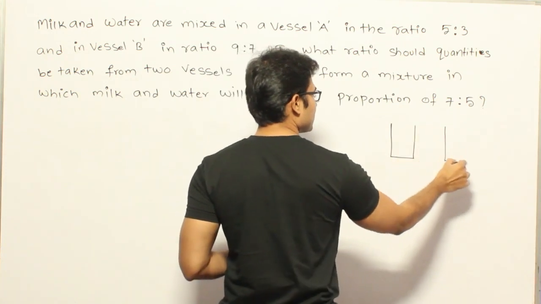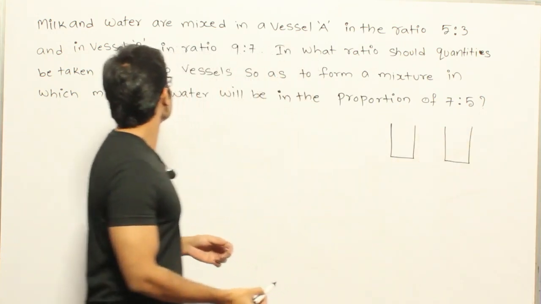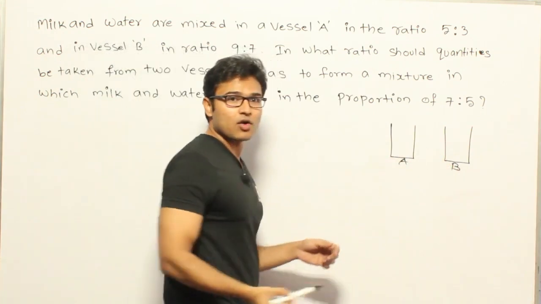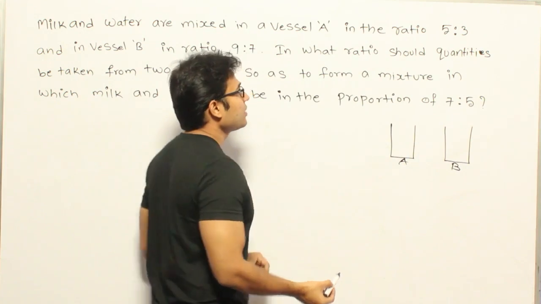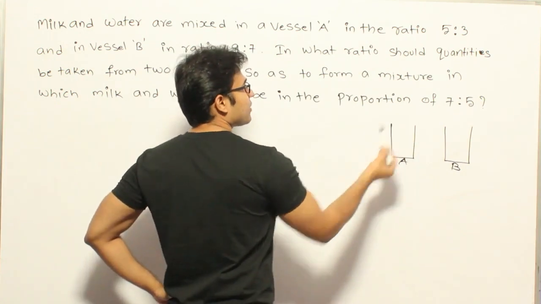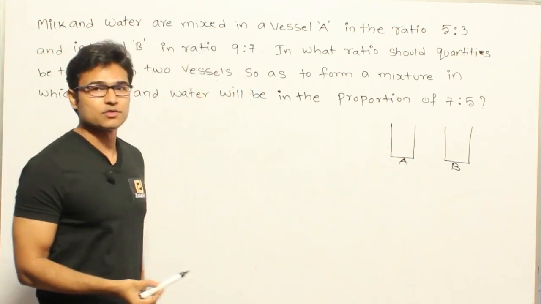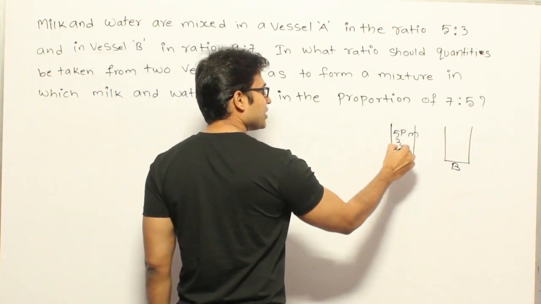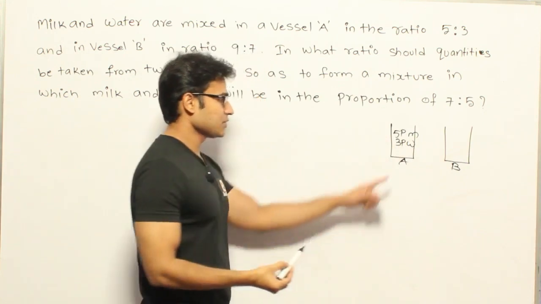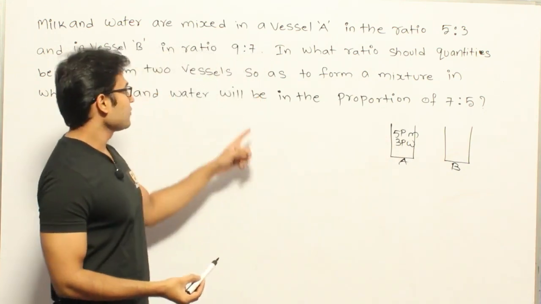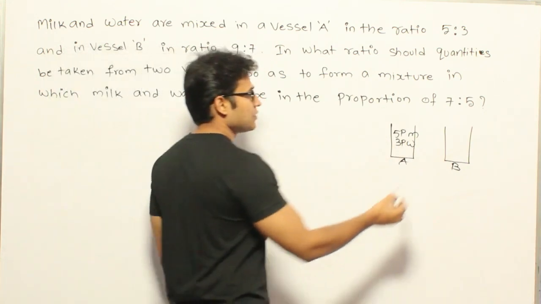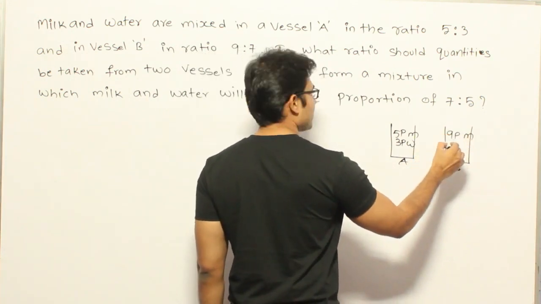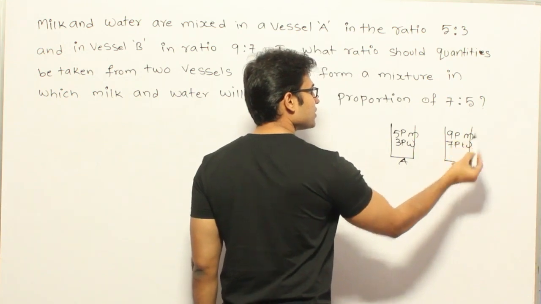There are two vessels, vessel A and vessel B, and both are containing a combination of milk and water. In the first one they are saying that milk and water are in the ratio of 5:3. So if we assume that 5 parts is the milk, then 3 parts will be water. That is what is given from the first one, A. And in the second one, vessel B, 9:7 is the ratio, which means 9 parts of it, if we assume that is milk, then 7 parts of it will be water. This is what is given.